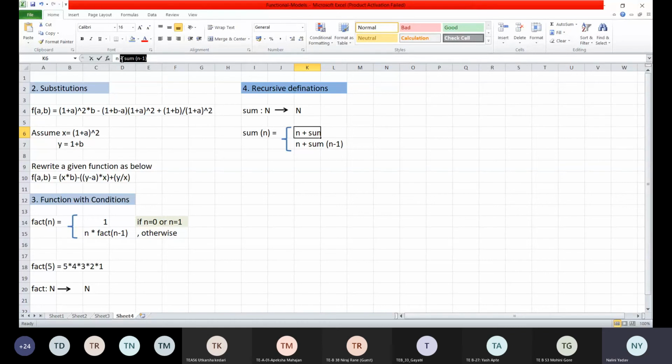Sum of 0 will be simply n. What is this n? n itself is 0, right? So whenever n is equal to 0, it simply returns me a constant. Otherwise, it has to follow this. So this is how I define the recursive function.